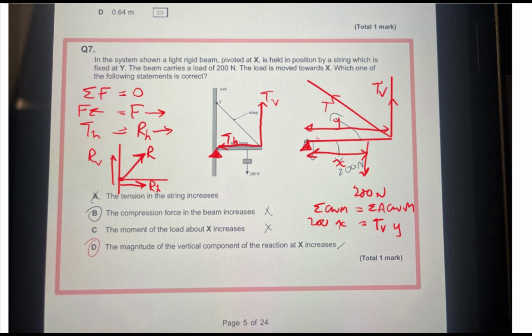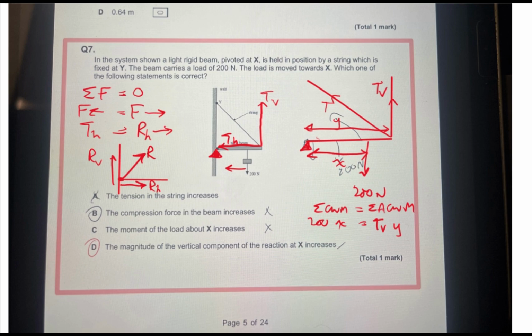So let's look at the question. It says you're moving the 200 towards the pivot. So if you move the 200 towards the pivot, then the clockwise moment decreases. So you need less anti-clockwise moment, and the distance y is fixed. Therefore, TV actually decreases, not increases, because clockwise has to equal anti-clockwise. Compression force on the beam increases. No, so it's not compressing.